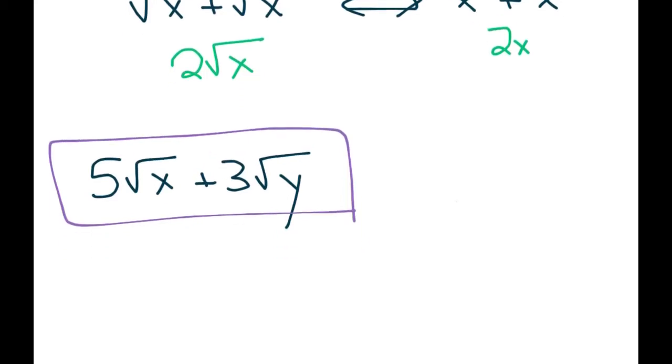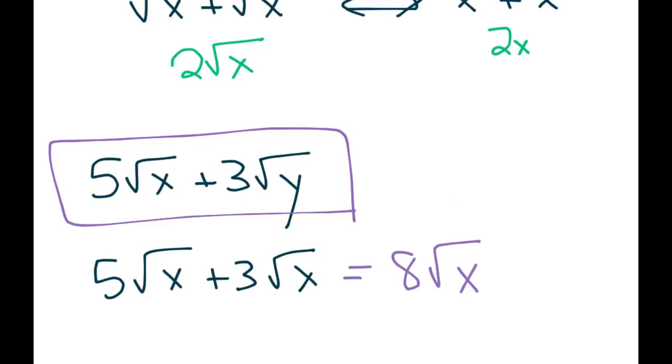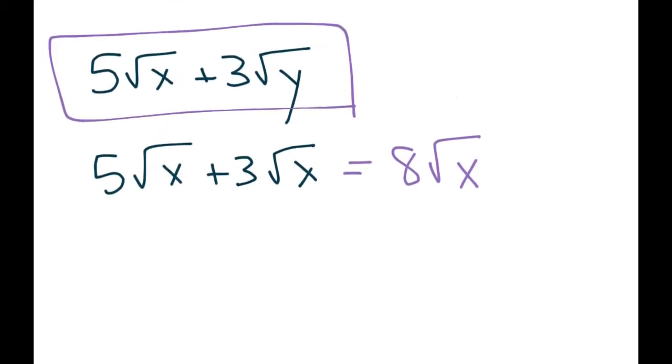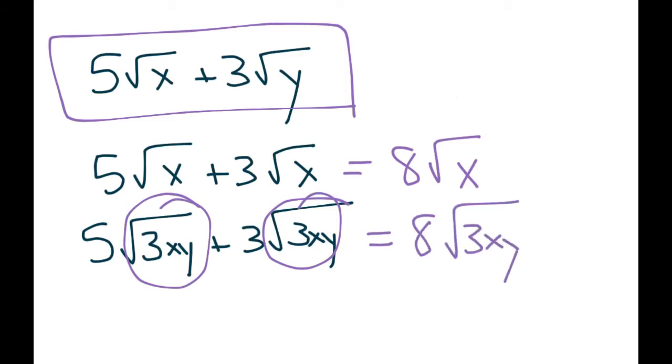If I give you 5 the square root of x plus 3 the square root of x, now they are like terms, and so we can add them, and you only add the coefficients. And it doesn't matter what's under the radical. So if I change this to be 5 the square root of 3xy plus 3 the square root of 3xy, as long as what's under the radical is the same, you add the coefficients. And notice when we add, we're not adding what's under the radical, we're just adding the coefficients.